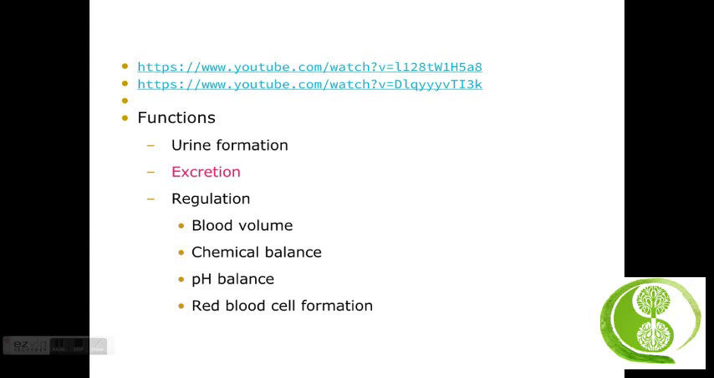Then we have regulation. We said that the main functions was transportation and regulation. So the regulation portion of that process of making urine, the complex structure and functions of the kidneys also regulate the blood volume, the chemical content of the blood, the pH of body fluids, and red blood cell formation.